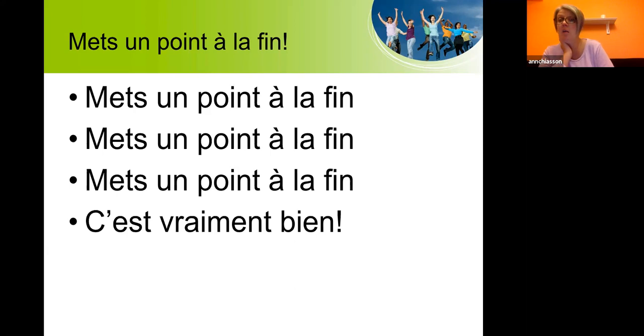la fin, mets un point à la fin, mets un point à la fin, c'est vraiment bien.